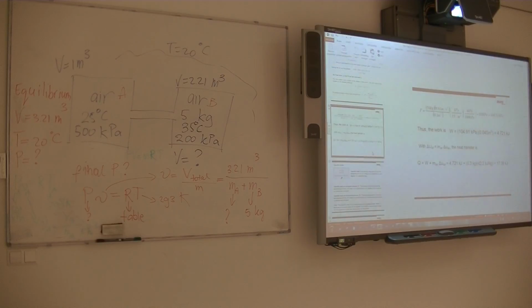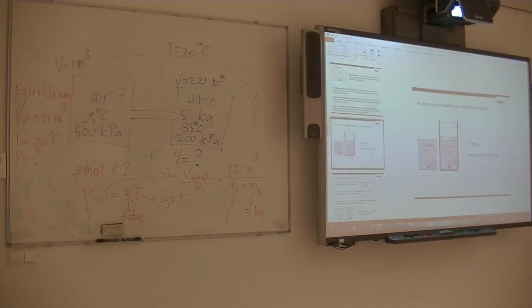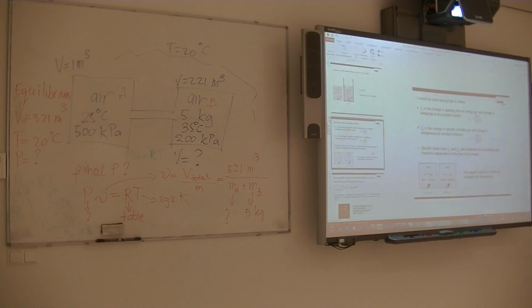More important: specific heats, Cp and Cv values. You have a specific heat at constant volume, specific heat at constant pressure. Let's see. We can also say Cv is the change in specific internal energy per unit change in temperature at constant volume. And Cp is the change in specific enthalpy at constant pressure.